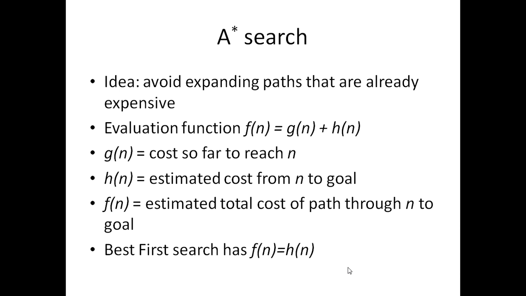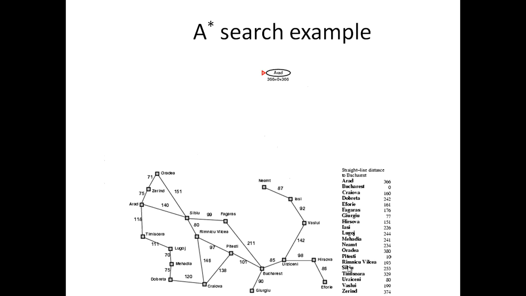In the case of best first search, as we have already discussed, it was only h(n), the estimated cost from n to goal. Here something is different: g(n) is added to h(n). So this is the example of A star search. We are taking the same example. We want to reach from Arad to Bucharest. Someone starts moving from Arad through the different cities connected to the starting city, and the goal is to reach Bucharest.